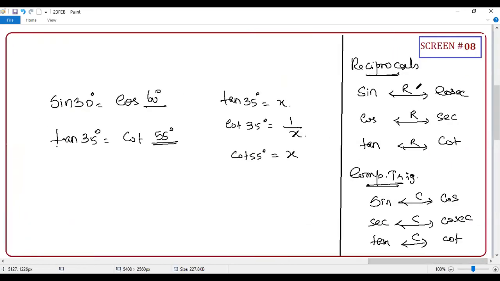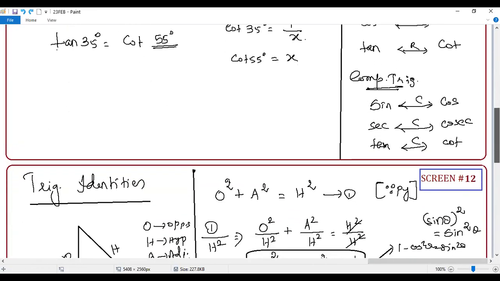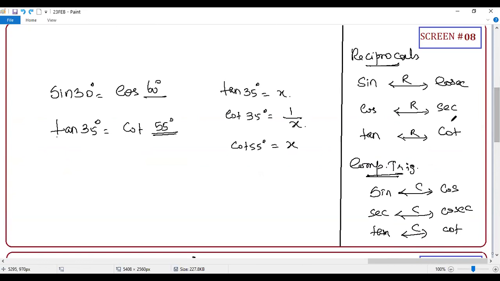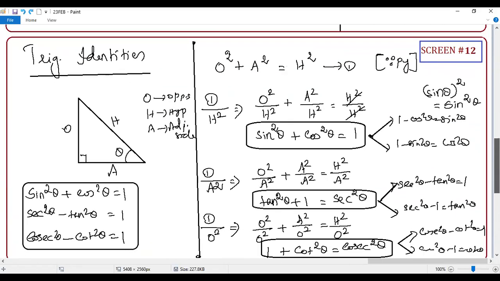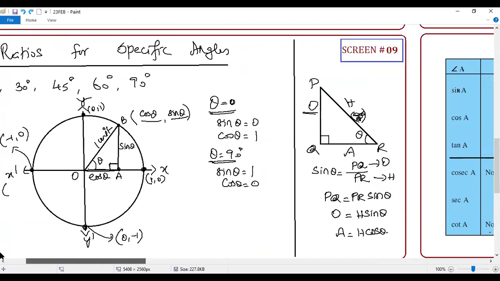Okay, now I explained this screen. What is the difference between reciprocal and complementary? Many students make this mistake. And the beautiful thing here is what? Tan and cot are reciprocal to each other as well as complementary to each other. Right?